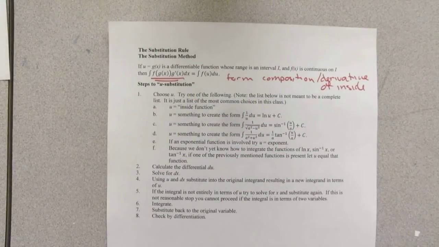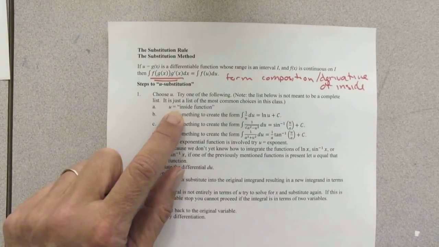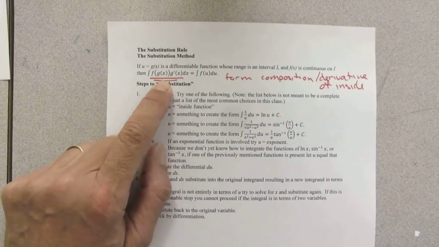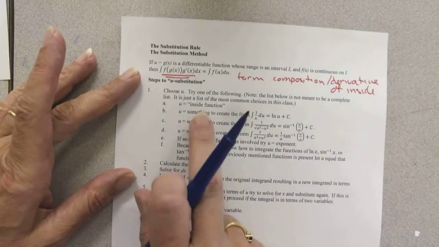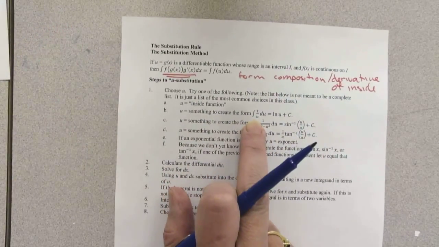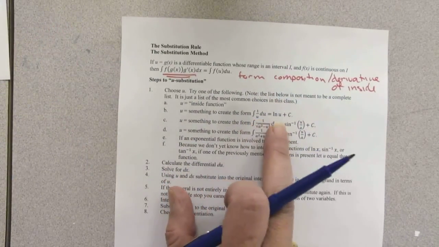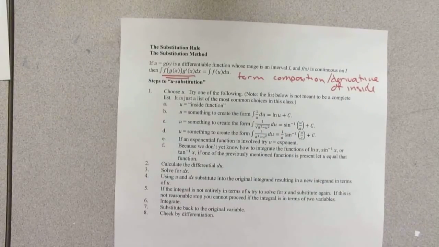Note the list below is not a complete list. This is just a list of the most common choices in this class. A, u equals the inside function, because we're going to have that composition. B, u equals something to create the form 1 over u du, which integrates to the natural log of u. I probably should have absolute value around that.